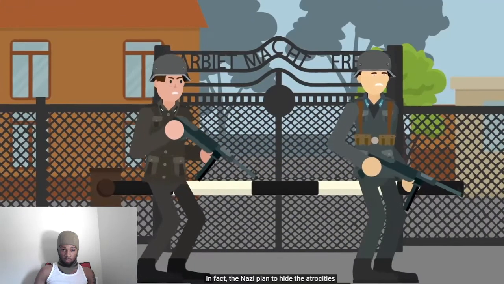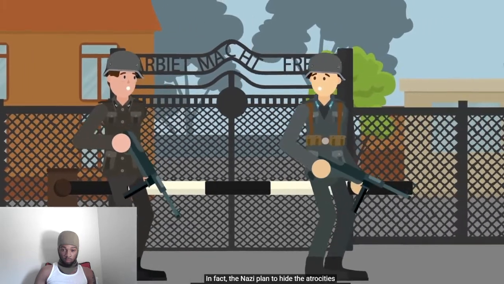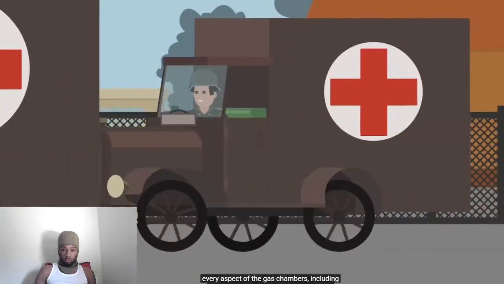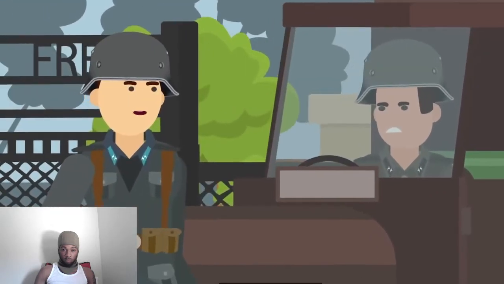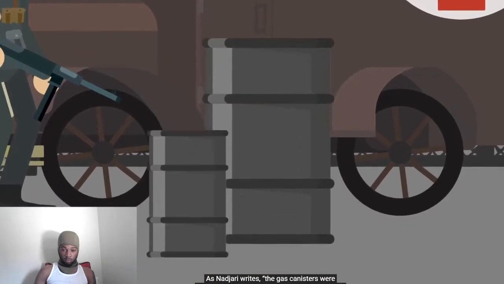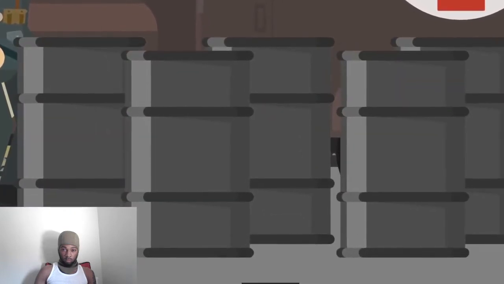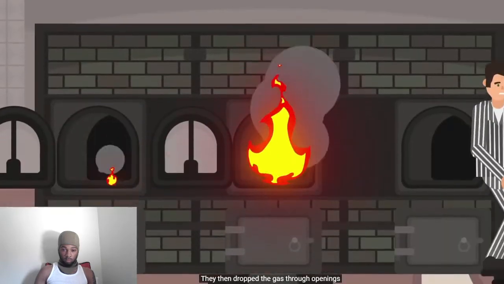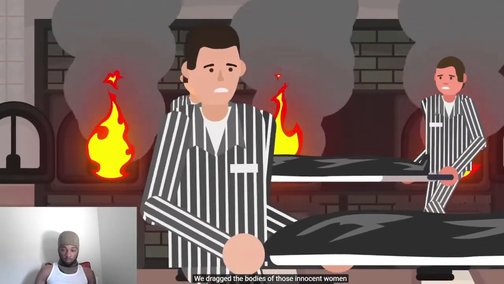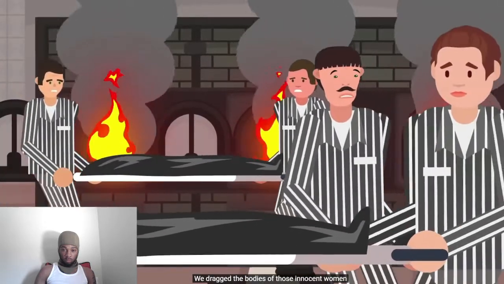In fact, the Nazi plan to hide the atrocities being committed at Auschwitz extended to almost every aspect of the gas chambers, including the hidden delivery of the Zyklon B itself in hermetically sealed canisters. As Nadjari writes, the gas canisters were always delivered in a German Red Cross vehicle with 2 SS men. They then dropped the gas through the openings, and half an hour later, our work began. We dragged the bodies of those innocent women and children to the lift, which took them to the ovens.